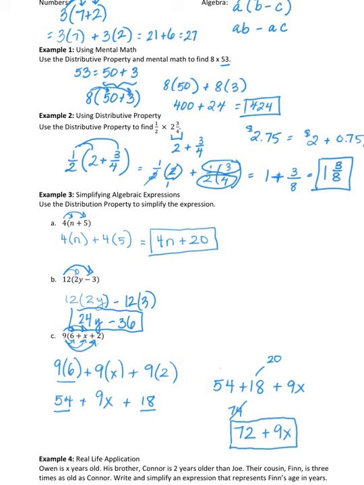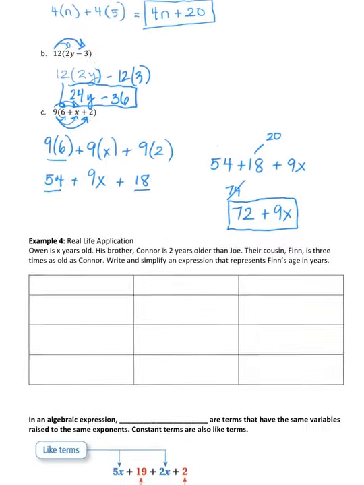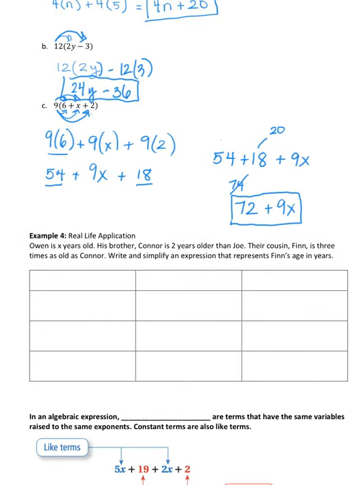Okay? All right, so next up we're going to look at example 4, which is a real-life application problem. So here we need to go through and look at what everything is talking about. So we have Owen is x years old. We don't know how old Owen is, but we do know his brother Connor is 2 years older than, that should say Owen. Sorry. All right. Then it says their cousin Finn is 3 times as old as Connor. Write and simplify an expression that represents Finn's age in years.